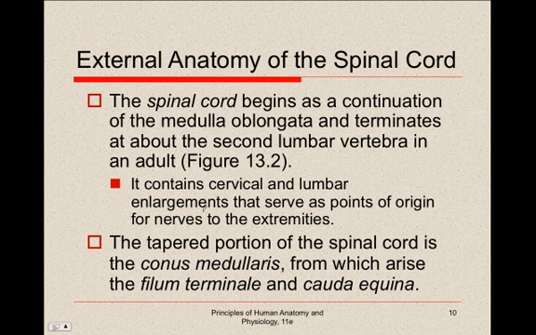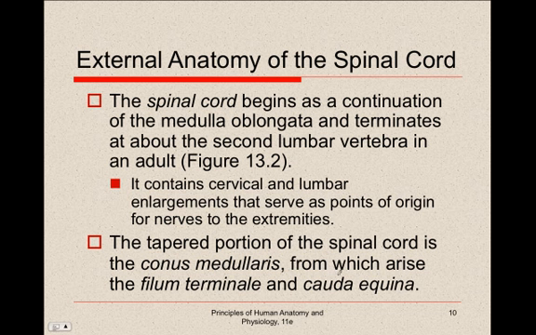And we talked about the cervical and lumbar enlargements. Again, these are enlarged areas of the spinal cord because they serve as points of origin for nerves going to the extremities, the cervical being nerves going to the upper extremities, the arms, and then the lumbar nerves going to the lower extremities, the legs.